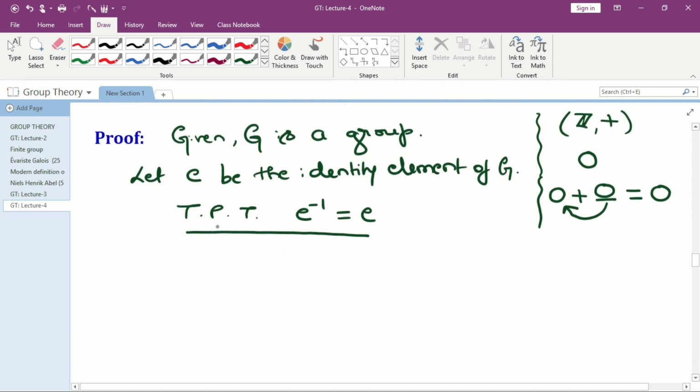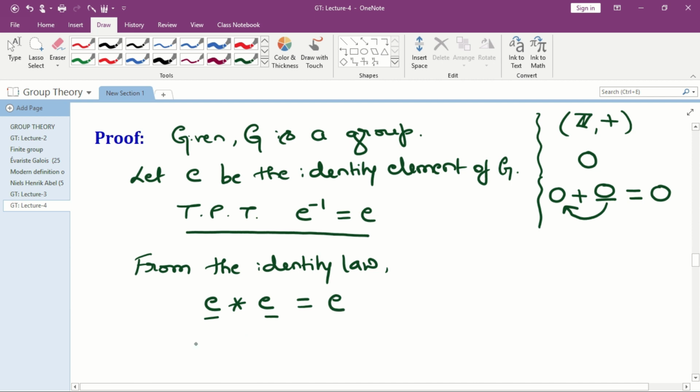To prove this, we shall consider the identity law. So from the identity law, we have E star E is equal to... what is the identity law? A star E is equal to A. That means I should get the same element. Therefore I get E here.